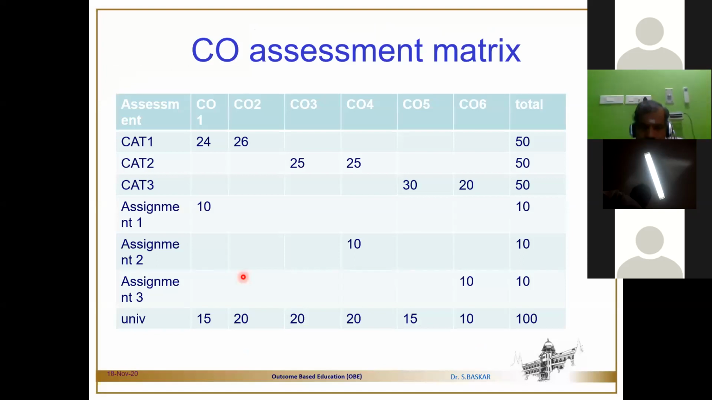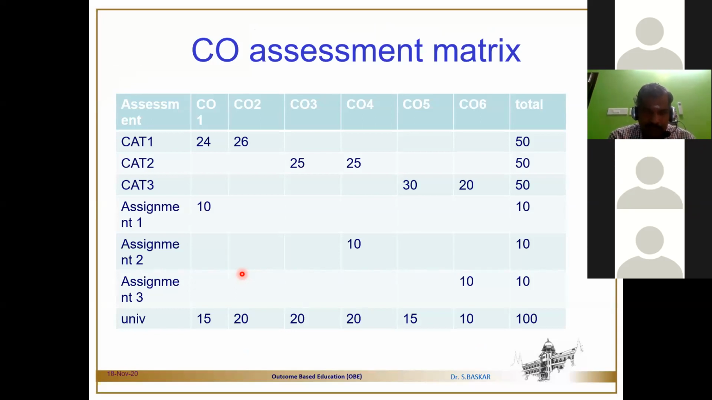Let us assume that in each and every institution, we'll be having different system. Just for the purpose of illustration, I'm assuming certain assessment pattern for a particular course. Maybe for your institution, we will be having different methodology. For the time being, let us assume that we are going to have 3 internal tests, namely CAT 1, CAT 2, CAT 3, and 3 assignments, namely assignment 1, assignment 2, assignment 3, then 1 university examination.